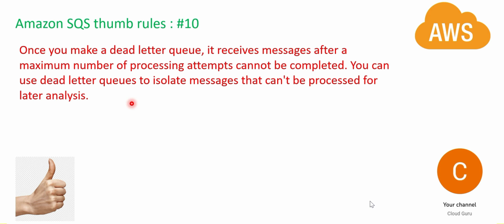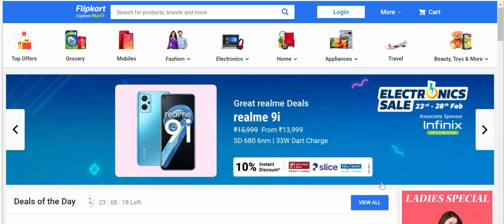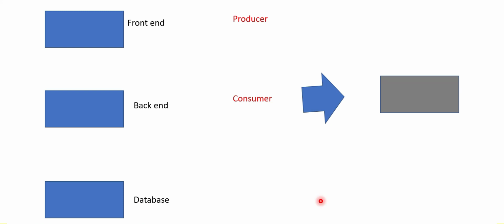What happens is, like I gave the example of Flipkart. Okay, so that is a Flipkart front end. It sends a message to the back end. The order is created, the user is satisfied, I bought my stuff, the order is created, but somehow the order is still in the SQS queue.